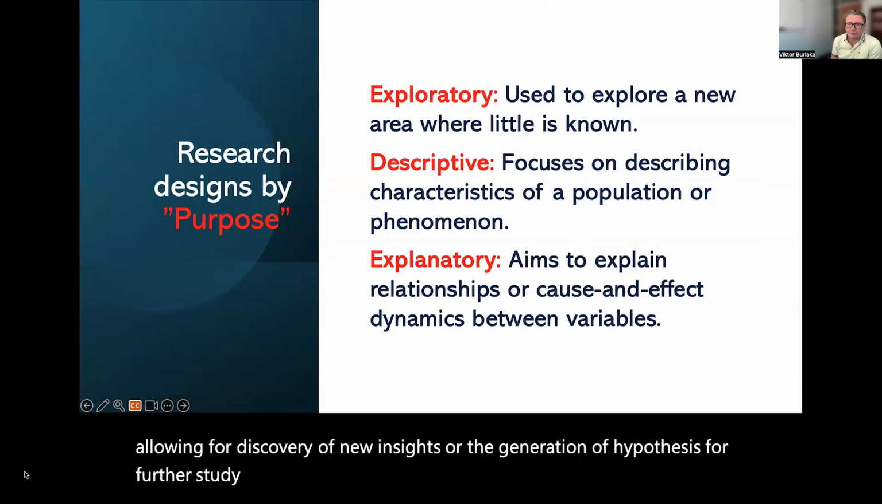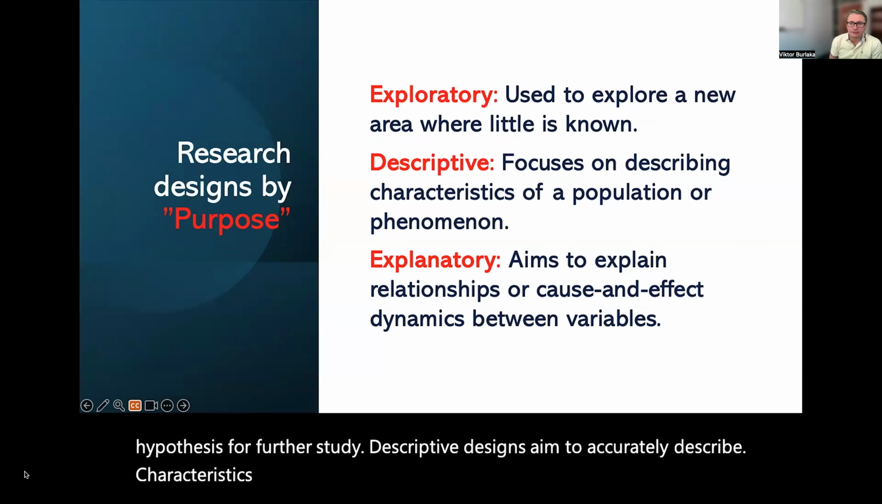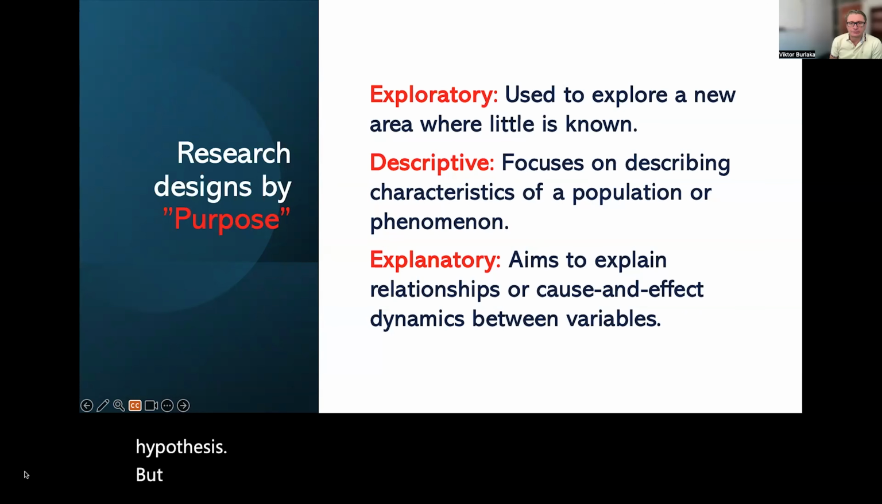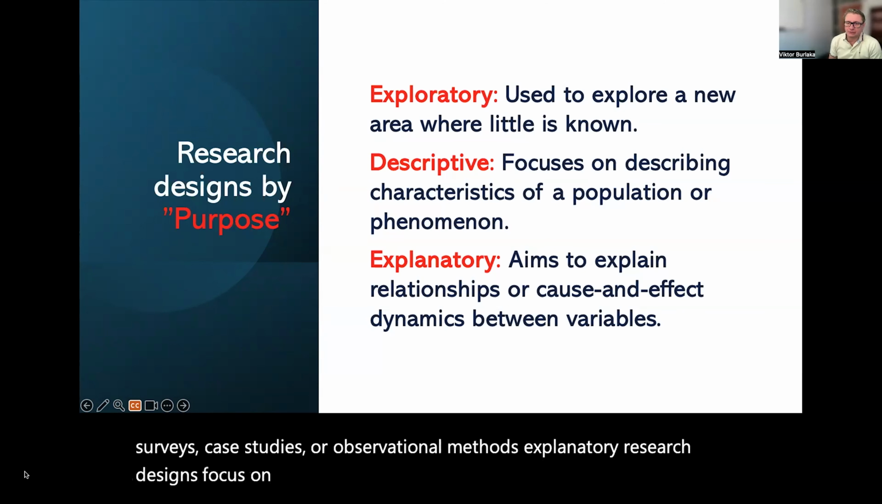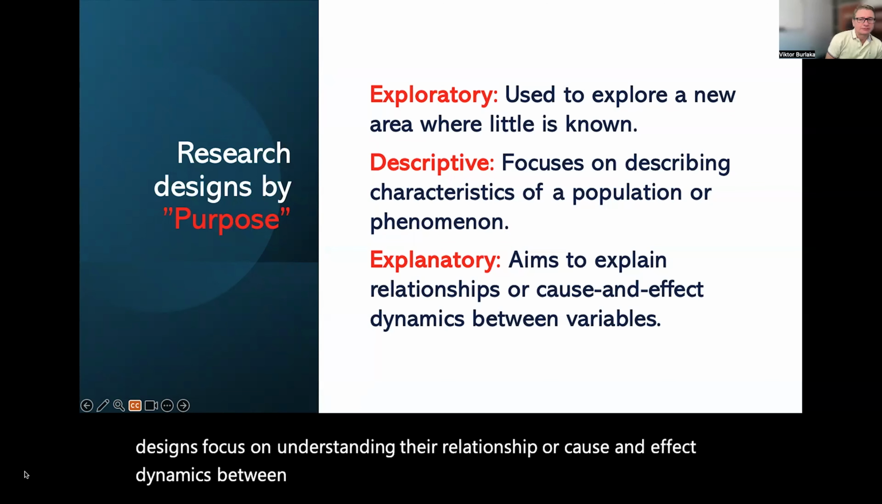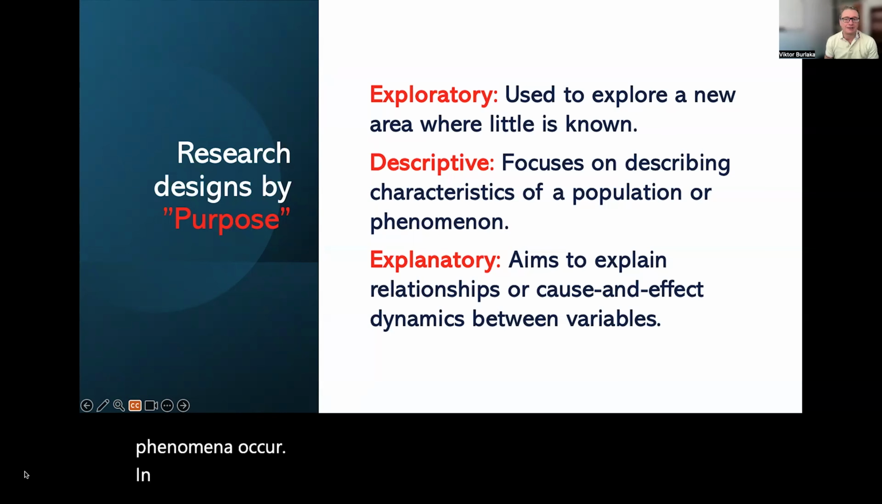Descriptive designs aim to accurately describe characteristics or behaviors within a population. They do not test hypotheses, but provide a detailed snapshot of a phenomenon, often through surveys, case studies, or observational methods. Explanatory research designs focus on understanding the relationship or cause and effect dynamics between variables. These designs are used to explain why certain phenomena occur by identifying and analyzing the underlying factors.